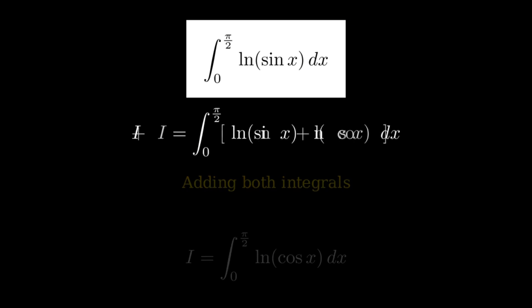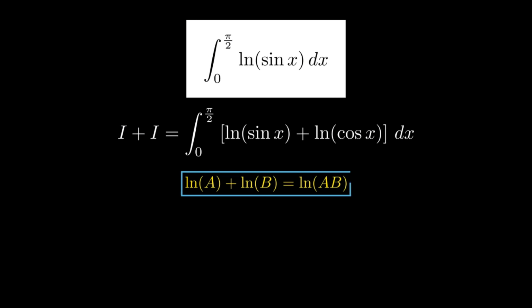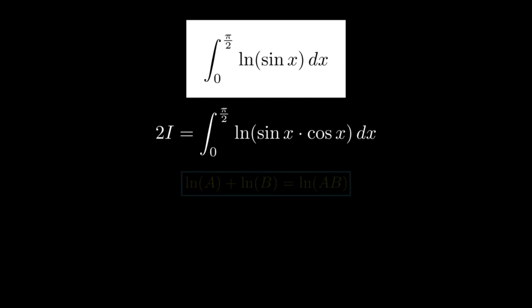Let's add both forms together, which gives us I plus I is equal to the integral of ln sin x plus ln cosine x. Using the logarithm rule that a sum becomes a product, we combine this into ln sin x cosine x.